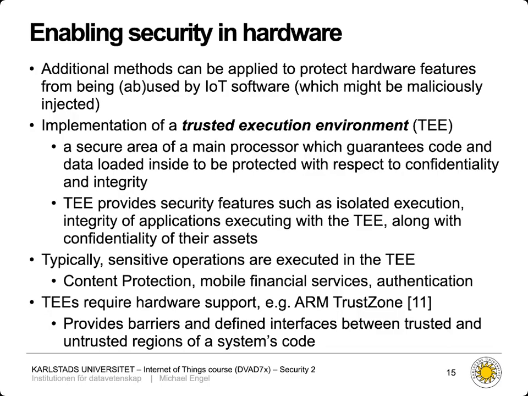Additionally, you want to enable security in hardware. One idea is to just put all the critical operations in a special compartment on your processor that is somehow shielded or isolated from the rest of the software running on it. So even if somebody manages to inject malicious code onto your regular firmware, then something like private keys might still be protected in this security environment. This is an additional method that helps to protect a system from attackers.